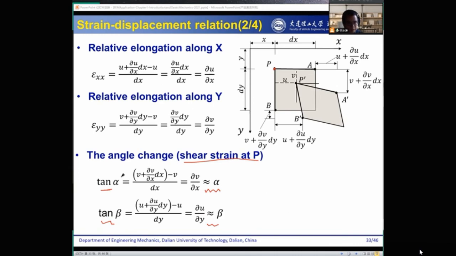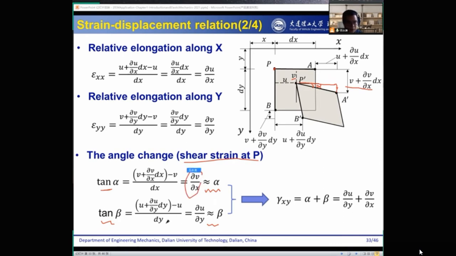Okay, so the tangent alpha equals to, we have the alpha here. This is alpha. So the tangent alpha equals to this distance, right? This distance equals to this one minus this one, divided by dx. This is the tangent alpha. If we do the mathematics, it's partial v partial x.